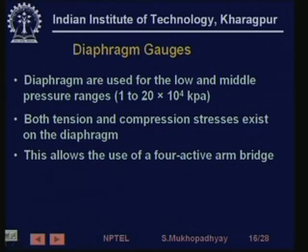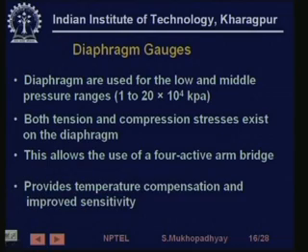So, we have to use them in a push pull configuration, and we can use a 4 active arm bridge, which will give better sensitivity. As we know, if we have 4 active arm bridges, then we get benefits like improved sensitivity, improved linearity, and improved temperature compensation. So, all these things are possible using strain gauges on this diaphragm. So, we will look at that.